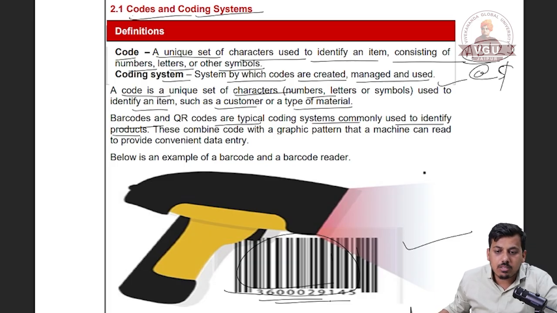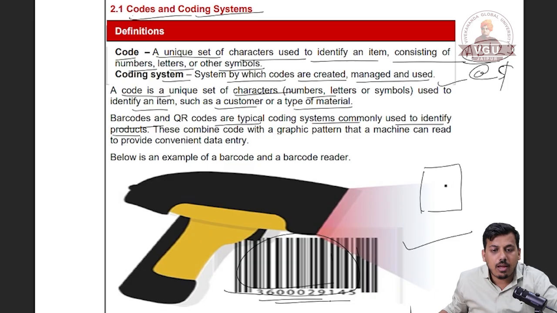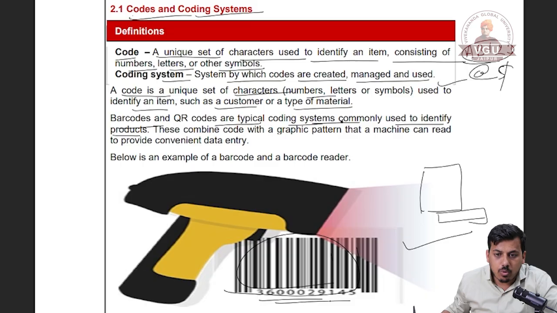Besides that, there is another thing which is a QR code. QR code is in square shape, and you must have seen that. So this is known as QR code. It is also scanned by a scanning machine, and it gives you the information about the product. So these are the typical coding systems commonly used to identify products. These combine codes with a graphical pattern that a machine can read to provide convenient data entry.